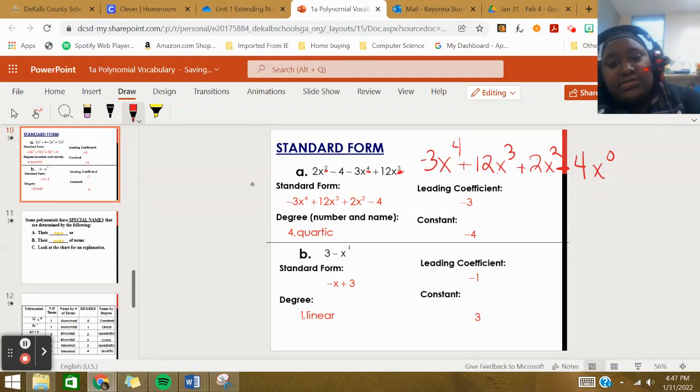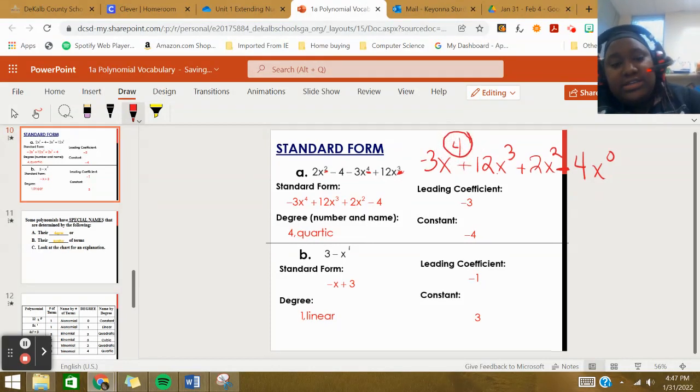So the highest degree, okay, is 4, and we name that degree by its exponent, which is quartic. The leading coefficient, which again is the coefficient in front once it's in standard form, is going to be negative 3. And then finally, the constant, which is the number without a variable, right here, it'll be negative 4.